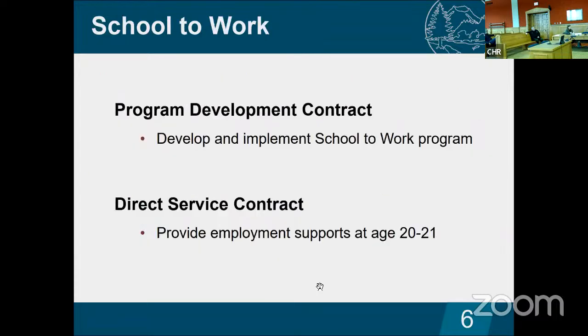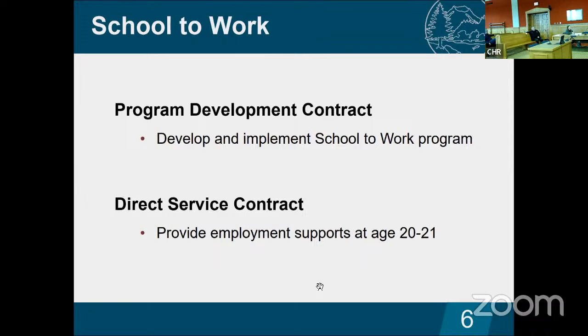So I had mentioned what we've received first is called the program development contract. The purpose of that contract is to develop and implement a School to Work program. Some of that work is talking to these other transition programs, coordinating that effort, creating application materials, working with the schools and the students, getting information out, really just setting up how it would look for students to get enrolled in the program and what it looks like moving forward.